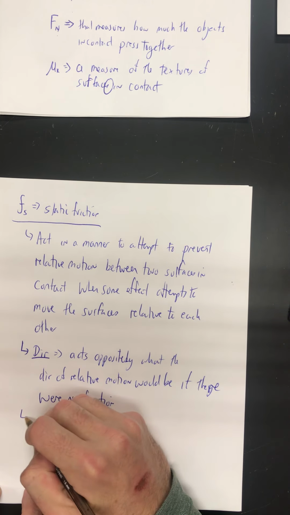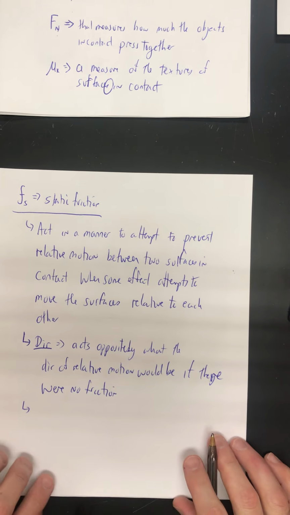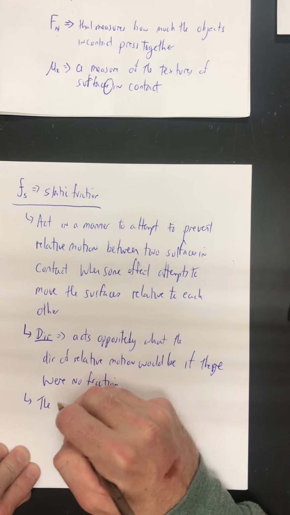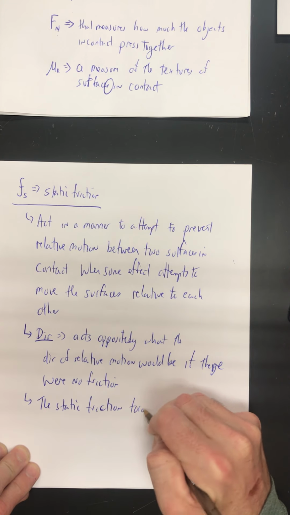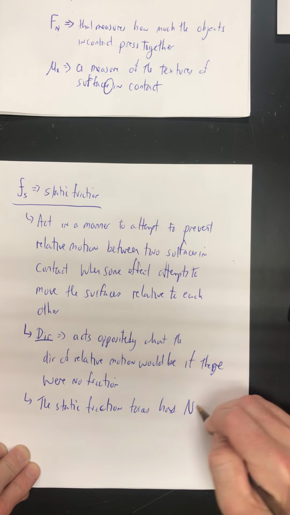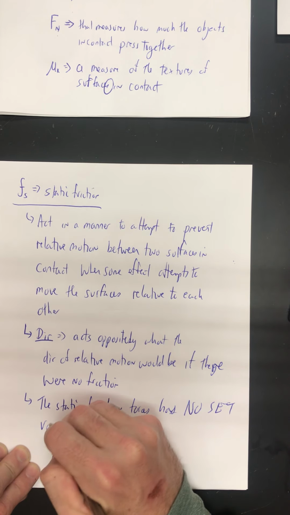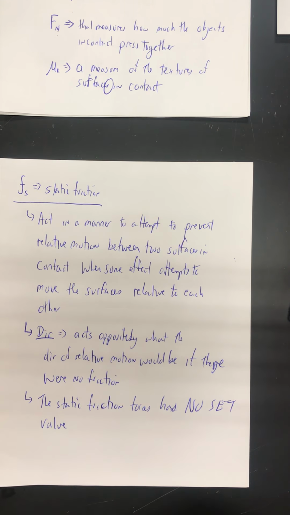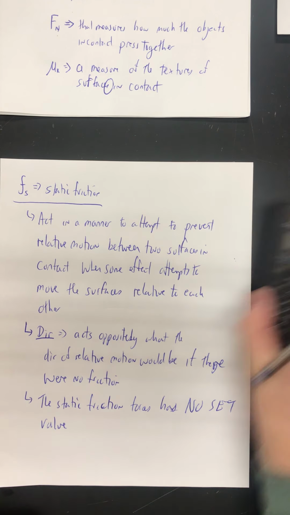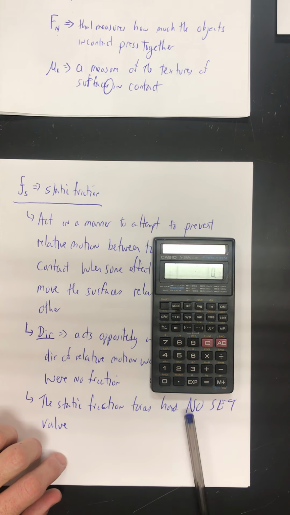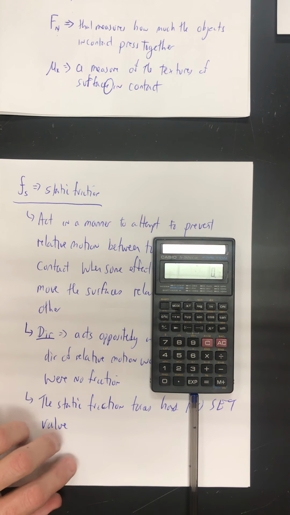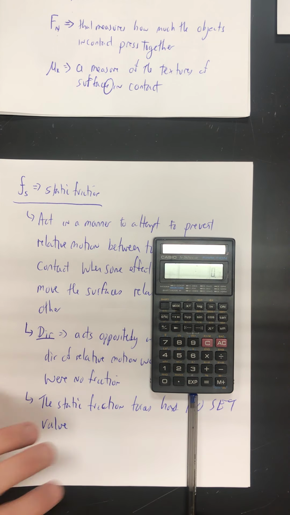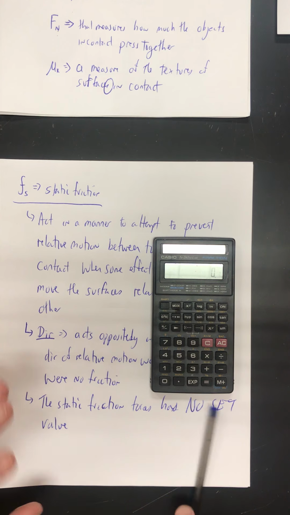Now, what about the size of static friction? Here's the weird thing about the size of static friction. The static friction force has no set value, okay? There is no equation to calculate the static friction force. What do I mean by that? Well, if I push with 1 Newton here on this calculator and it doesn't move, the static friction force is 1 Newton. If I push with 2 Newtons and it still doesn't move, the static friction force is now 2 Newtons. I push with 3 Newtons and it doesn't move, the force is now 3 Newtons.